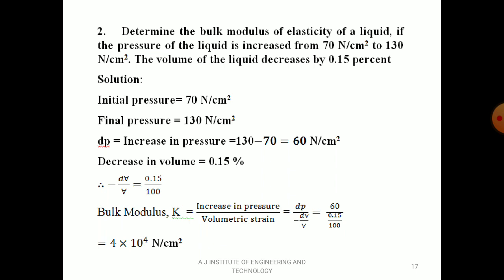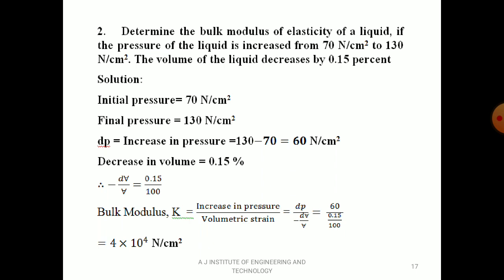So initial pressure equal to 70 Newton per centimeter square, final pressure equal to 130 Newton per centimeter square. dP equal to the increase in pressure, that is final pressure minus initial pressure, 130 minus 70, that is equal to 60 Newton per centimeter square. The decrease in volume is 0.15 percent. Decrease is negative, so minus dV divided by V equal to 0.15 divided by 100. Why divide by 100? Because it is a percentage.